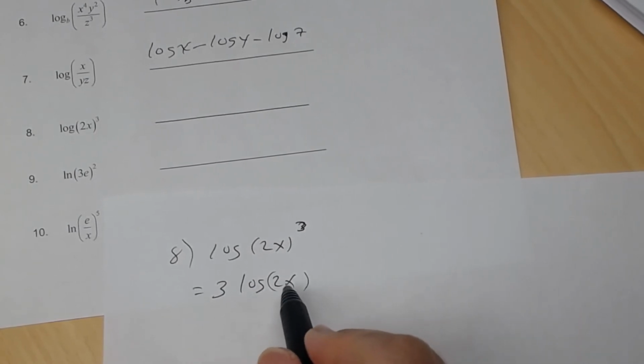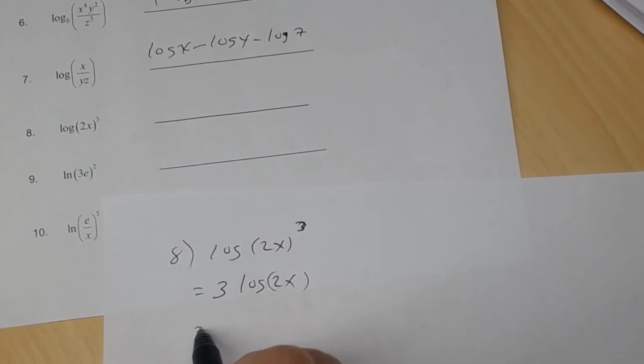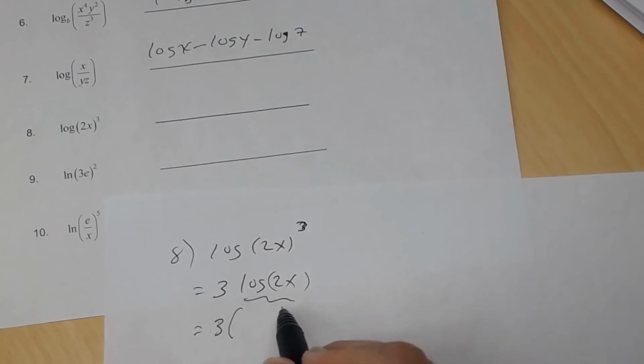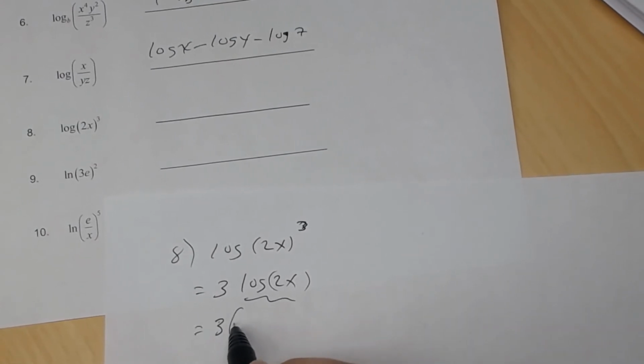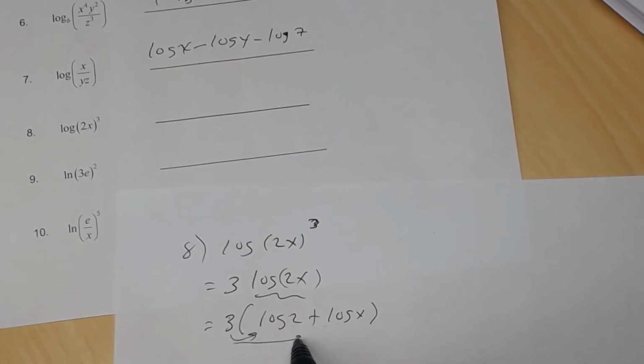Now I'm going to use the product here. Be careful, this whole thing is being multiplied by 3. So if you think about this, this is really 3 times, using the product here. I want you to notice why I'm putting this in parentheses. So that's a log of 2 plus a log of x. When I expand this, all of these terms have to be multiplied by 3, so you've got to be careful.